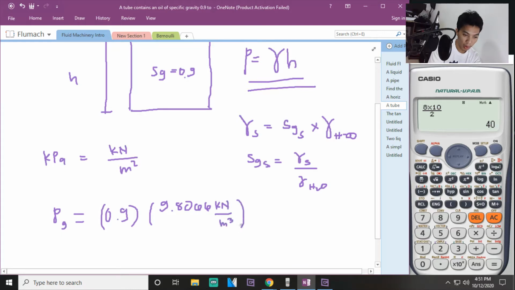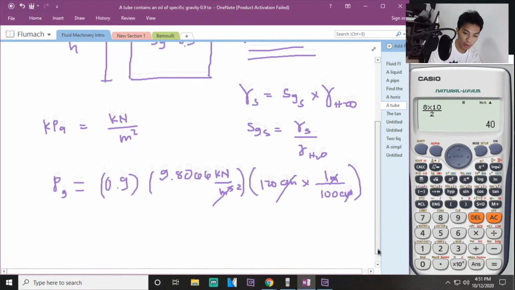Meter cube. Then you have SG, gamma of water, and H. That is 120 m, but what we need is in meter cube. So multiply by 100 cm per 1 meter. Let's solve: cm, cm, then one meter, leaving two here.